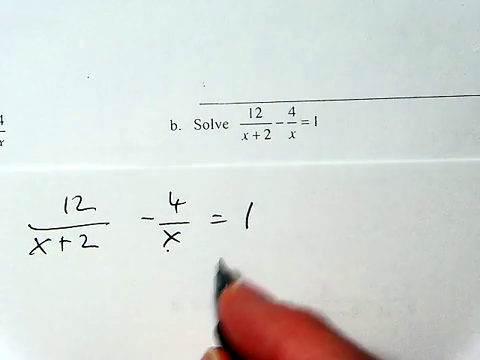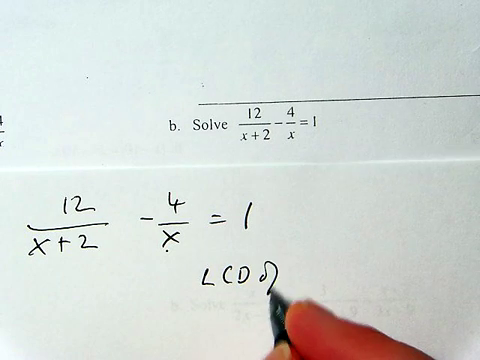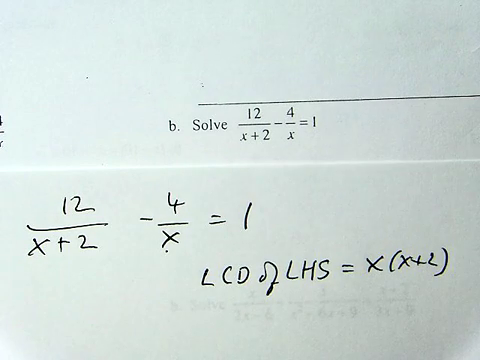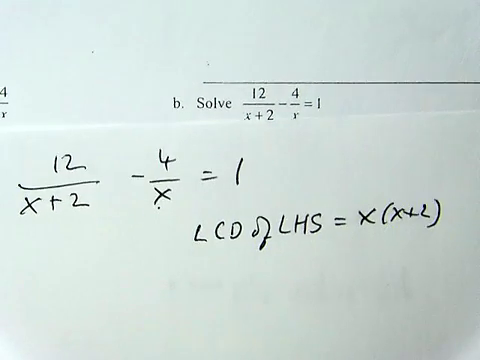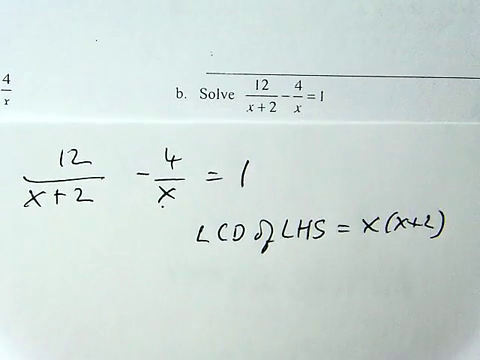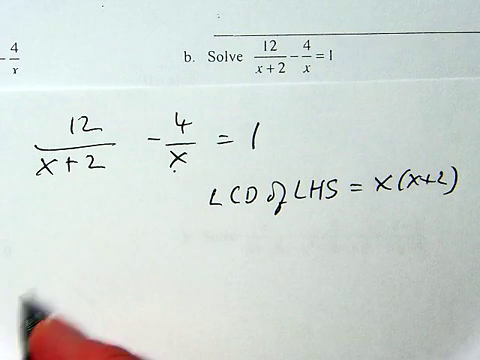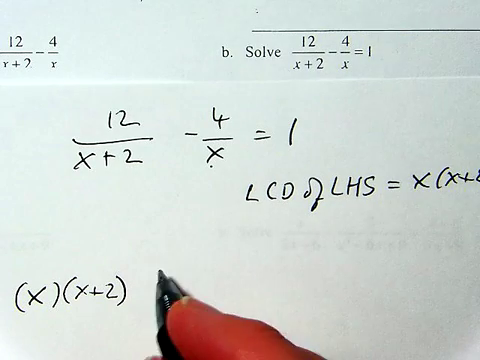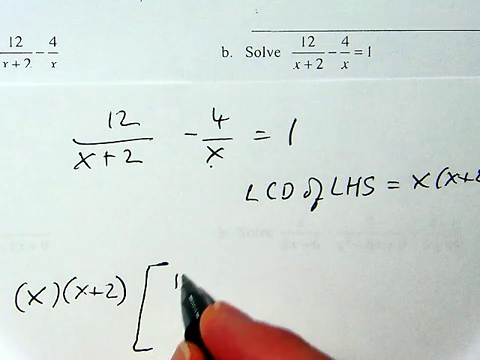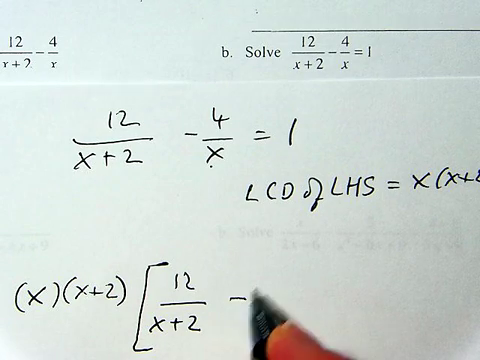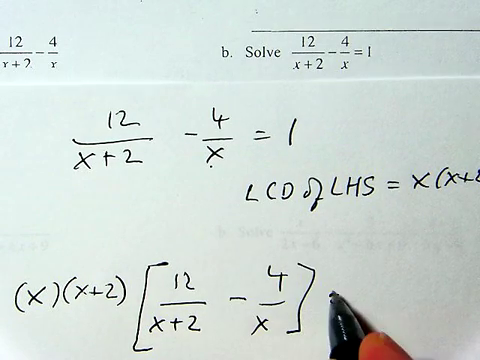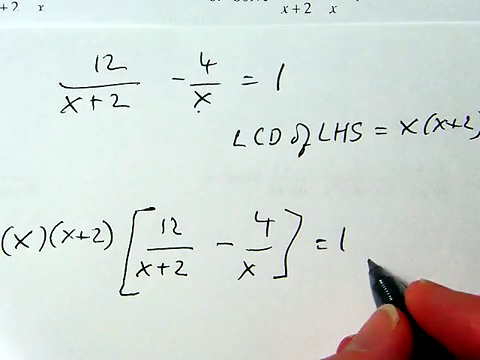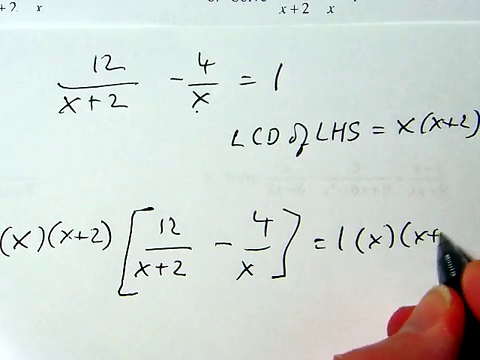So since we've determined that the LCD of the left-hand side is x times x plus 2, let's just go ahead and multiply the entire equation off the bat by x times x plus 2, and that ought to solve it just as well. So let's take x times x plus 2, multiply it by the left-hand side, which is 12 over x plus 2 minus 4 over x, and also multiply it by the right-hand side, which was just 1. And now we're going to multiply 1 also by x times x plus 2.